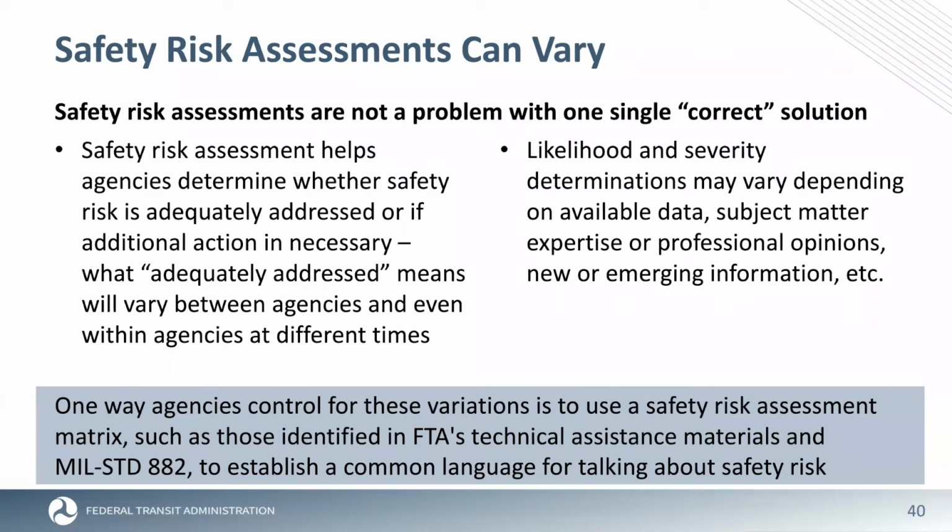And we shouldn't forget also that safety risk assessment is helping us to determine whether or not this safety risk is really adequately addressed at our agency. So what does adequately addressed mean? Adequately addressed can vary between agencies and also could vary within an agency at different times based on the agency's appetite for safety risk. So one way that agencies can control for these types of variations and uncertainties is to use a tool. And very commonly, agencies use a safety risk assessment matrix.